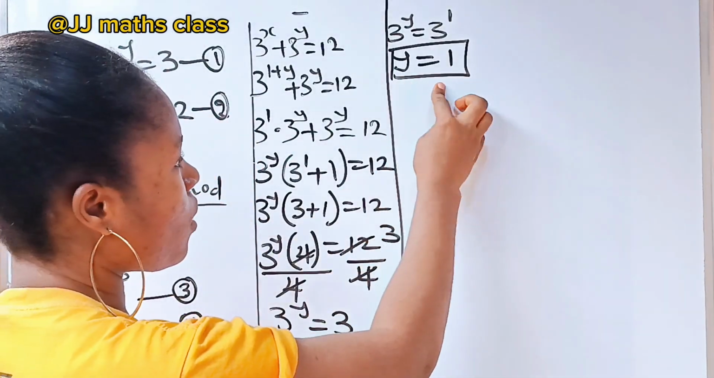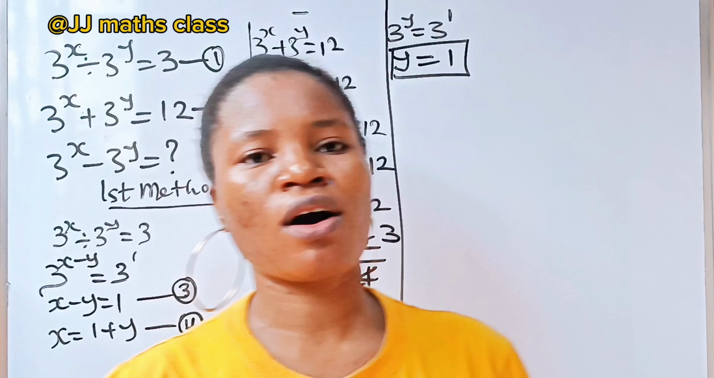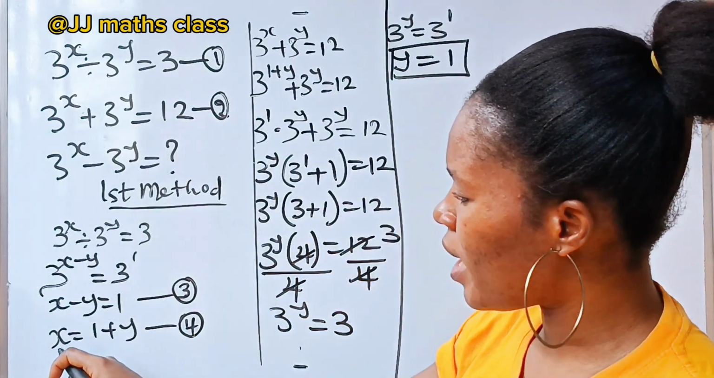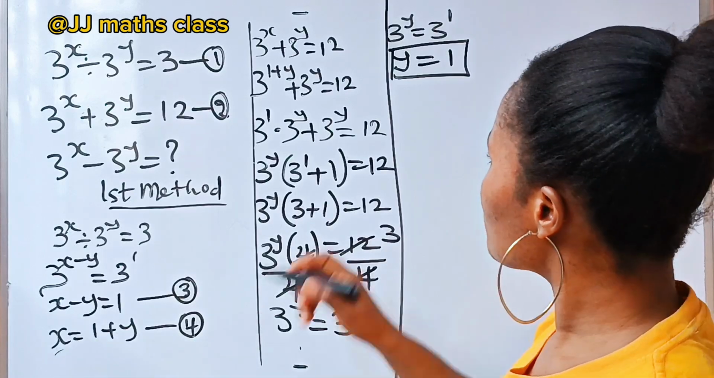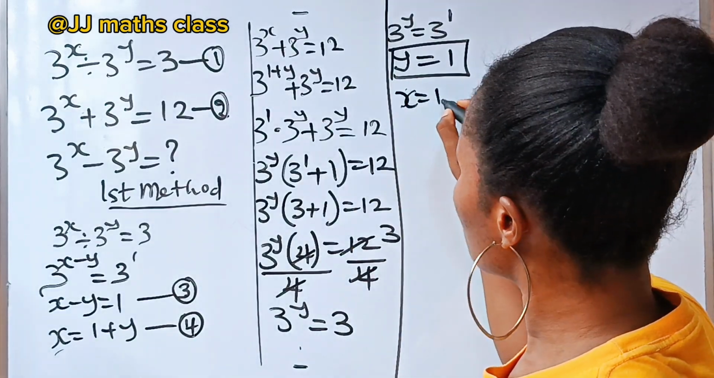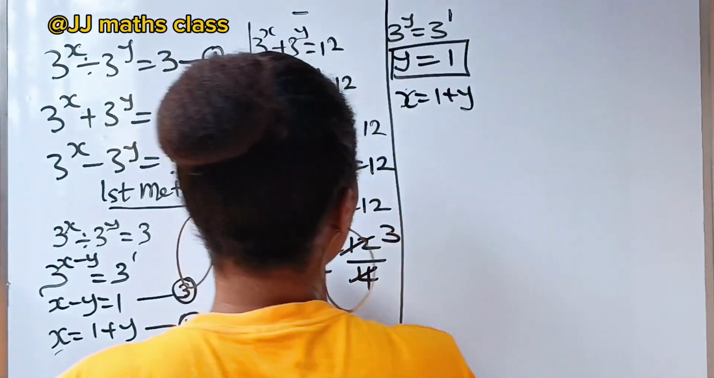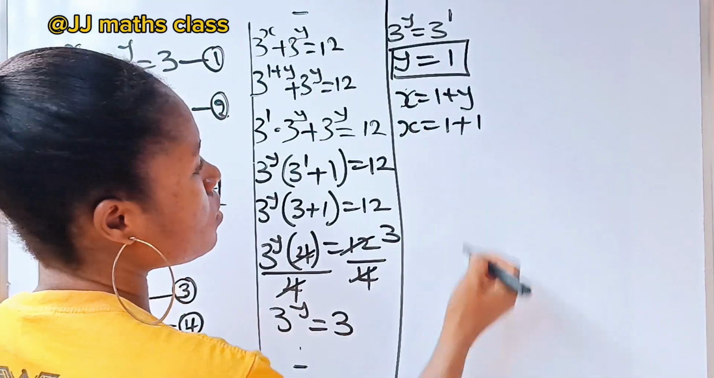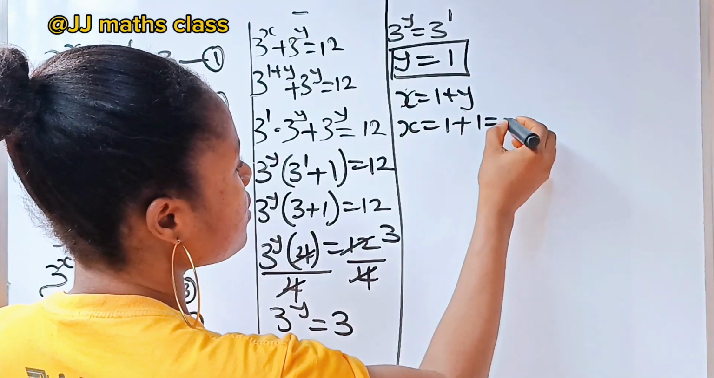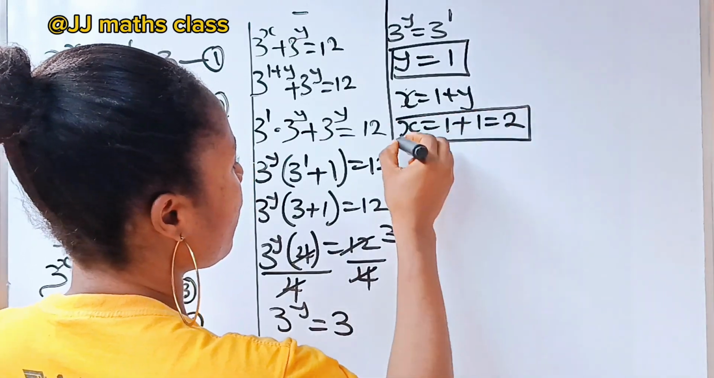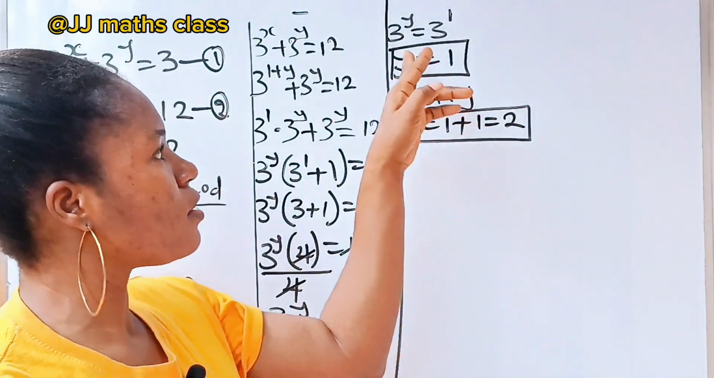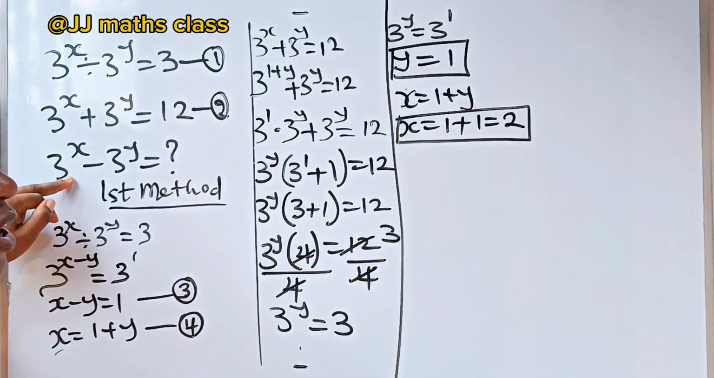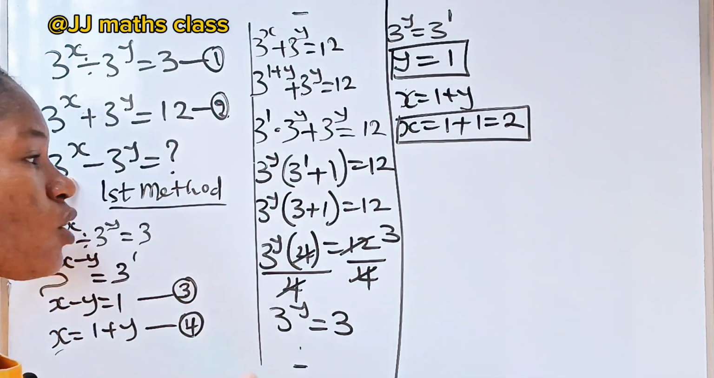Now we said that y equals 1. We have now gotten that y is equal to 1. We can now relate it to x to get x, right? Because we said x is equal to 1 plus y. That means our x is equal to 1 plus our y, which is 1. That means our x is equal to 2. So we have found the value of y and the value of x. Let's now substitute into the question and get the solution. That is for method 1.